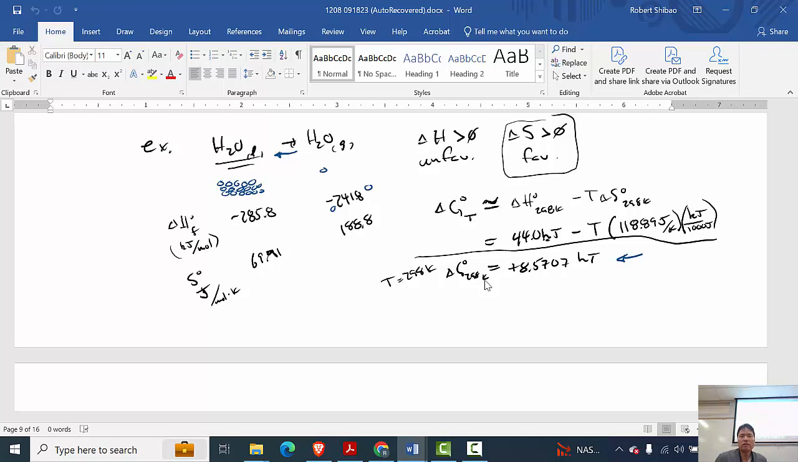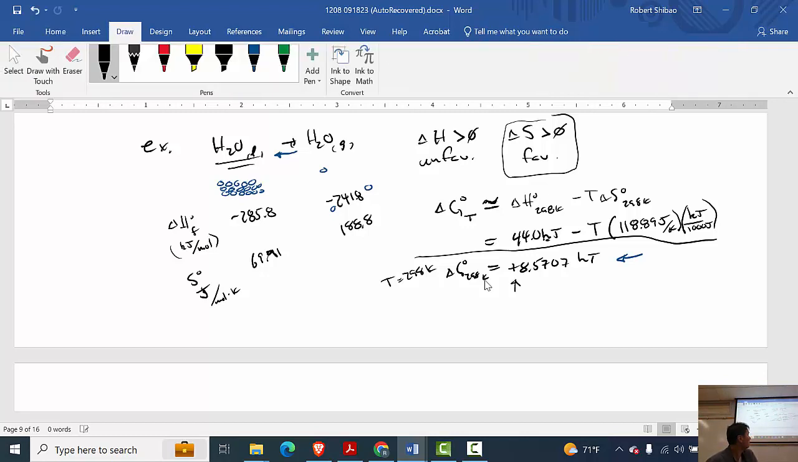If the delta G is positive, that means delta S of the universe is negative. And so that means a negative delta S of the universe. So in other words, this is non-spontaneous as written. The reverse direction is favored. And so essentially this is boiling.